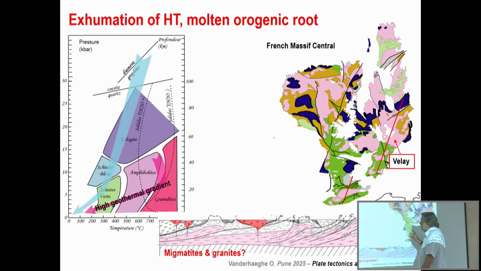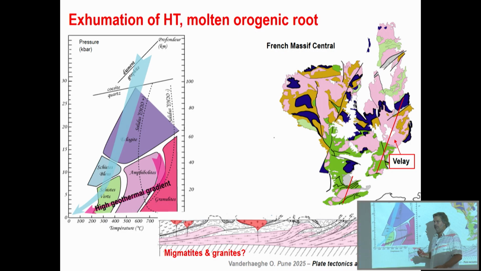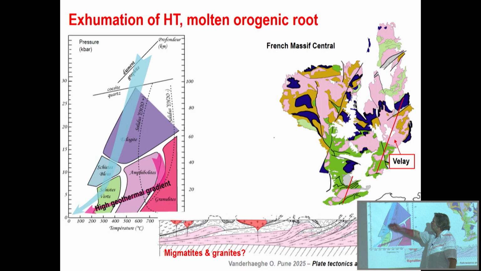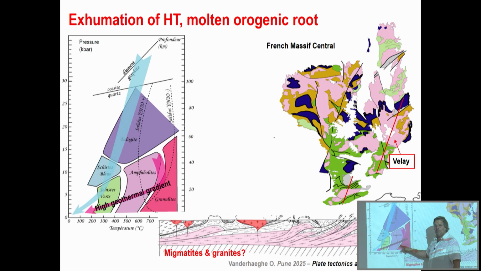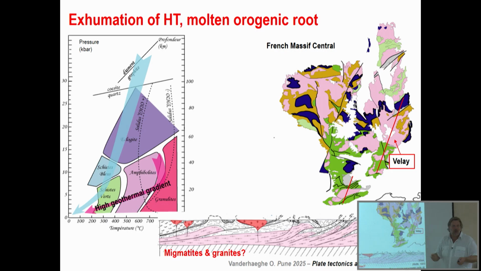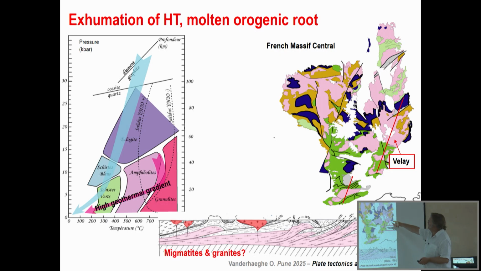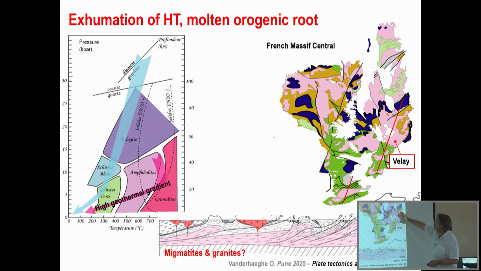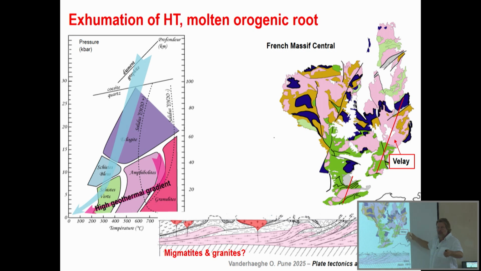So in many orogenic belts, and you know that from India, you find high pressure rocks, but you also find high temperature rocks. So that means that there has been a change in geothermal gradient from low to high. And myself, that's where I come into play. I worked a bit on that because I started, as I told you before, in this Velay region, in the French Massif Central, that's in the central part of France.